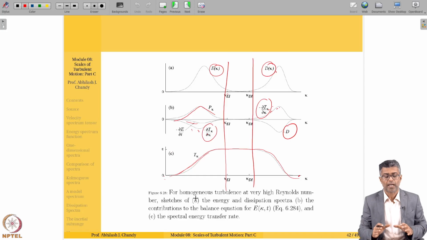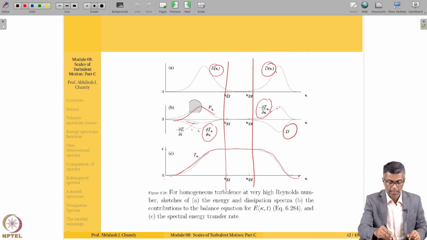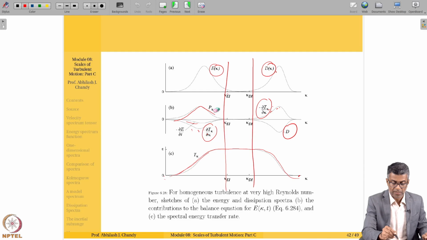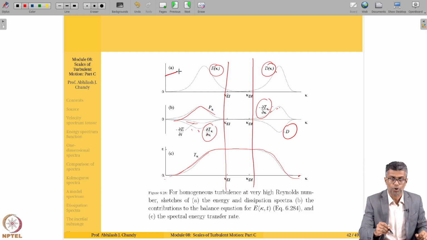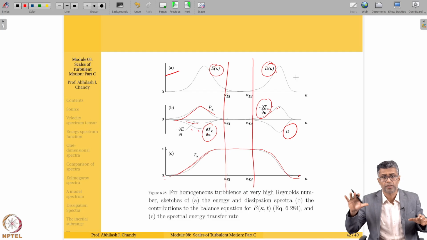Now for looking at what the plot looks like. So I'm just going to erase this and look at this again. I'm not able to erase it, but let's see what it looks like. I have the E of kappa on the left hand side, right? The first figure, figure A, is showing me E of kappa being more dominant in the energy containing range, and the dissipation spectra being more dominant in the dissipation range.